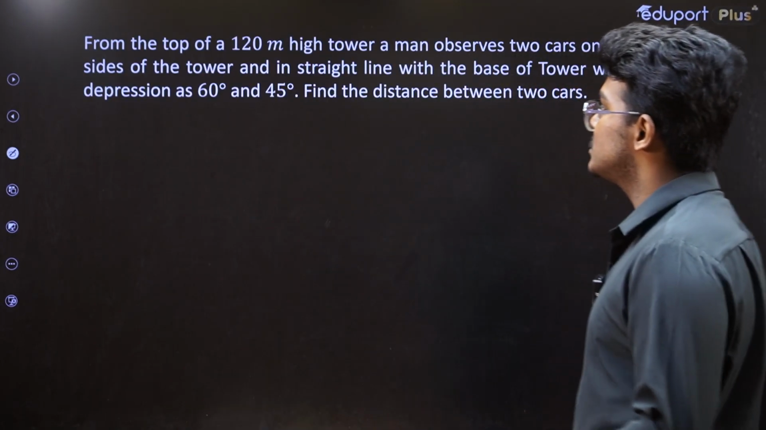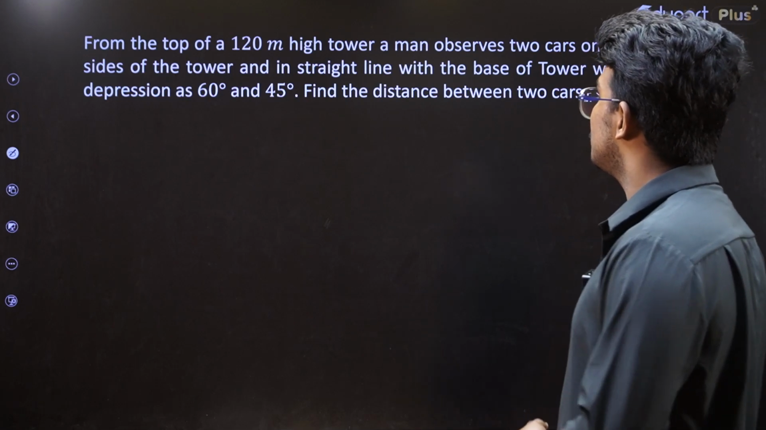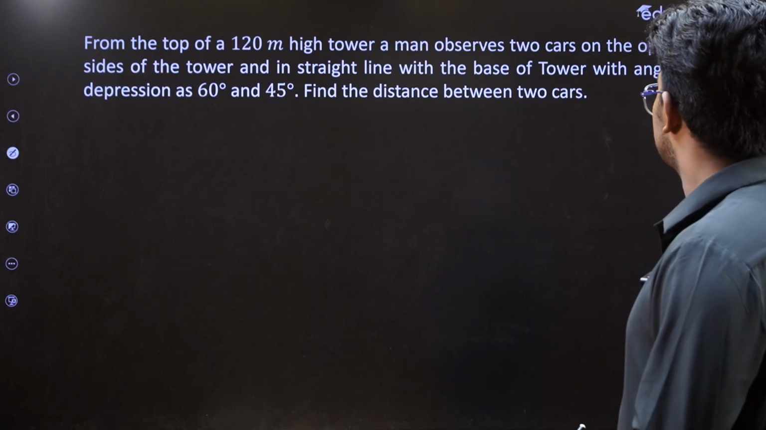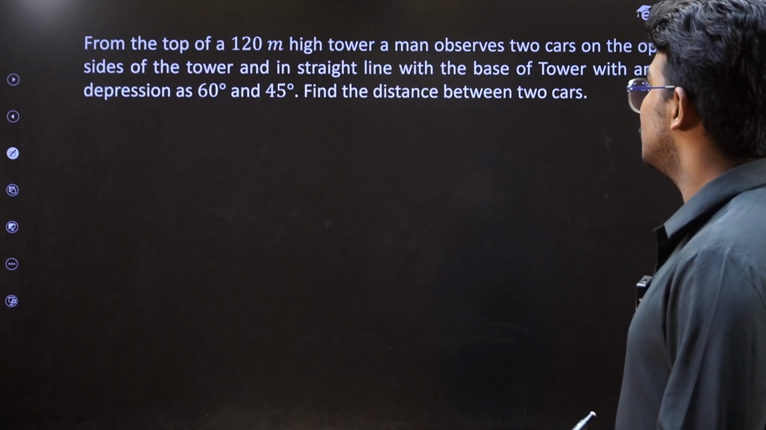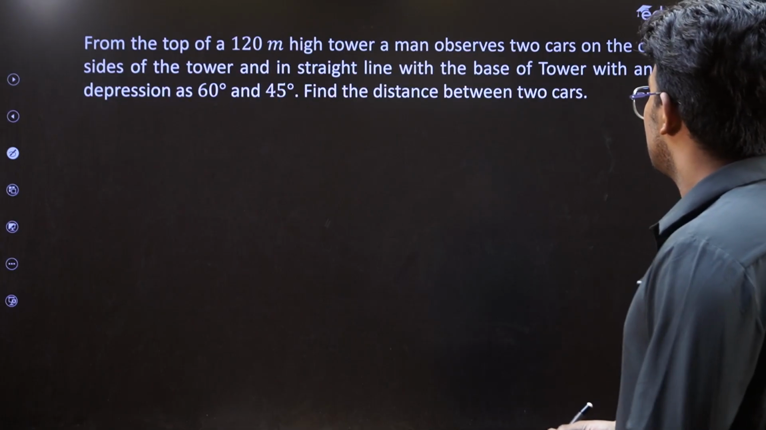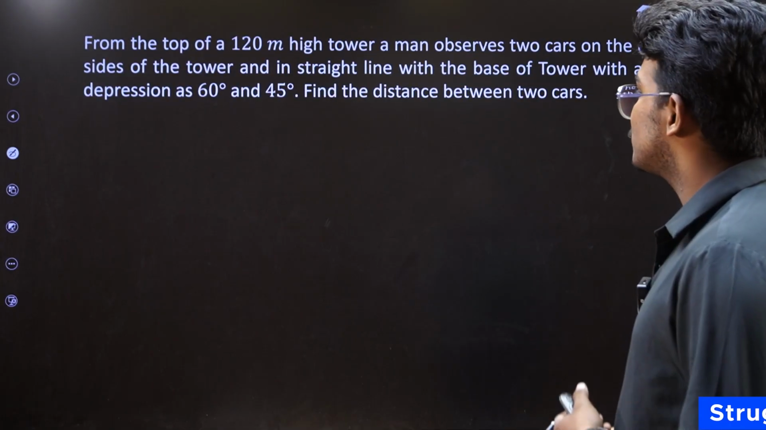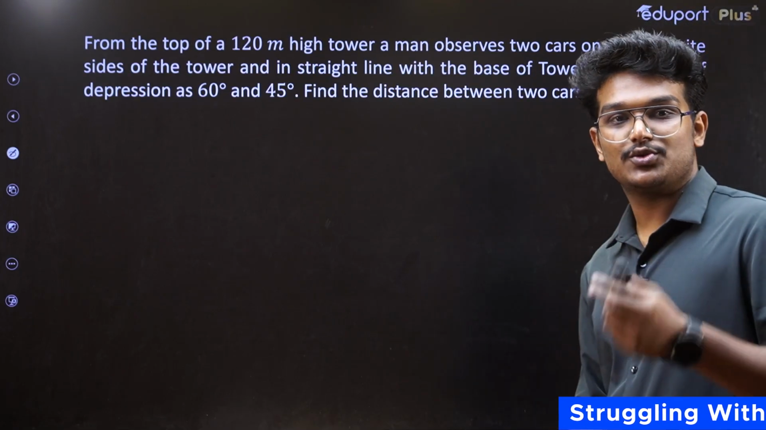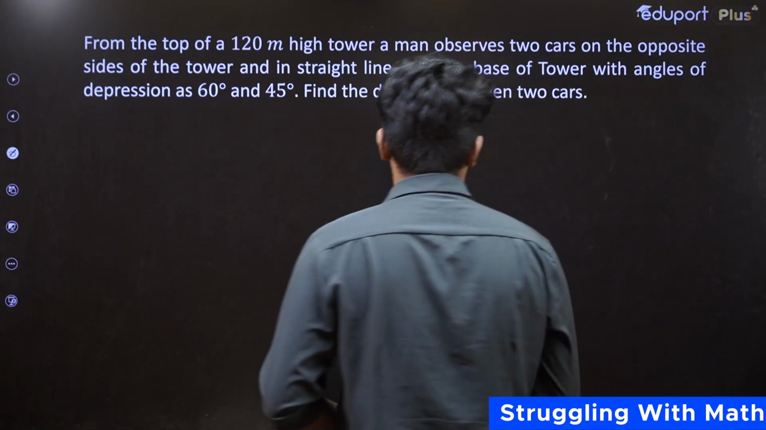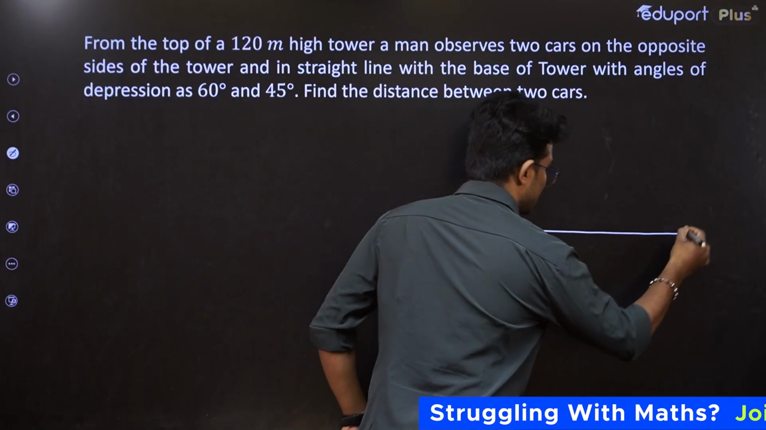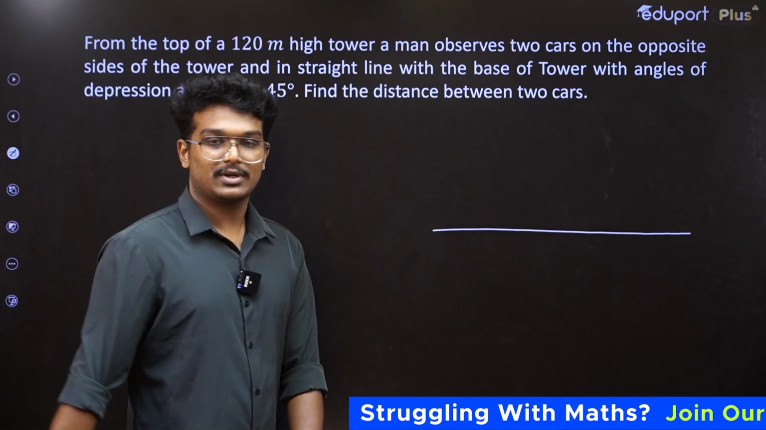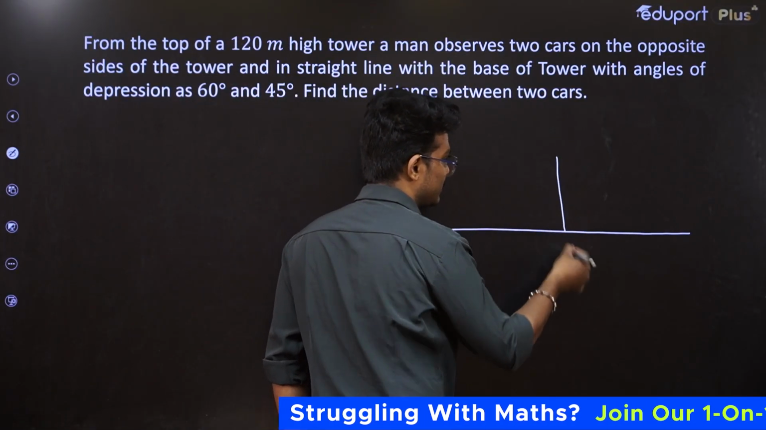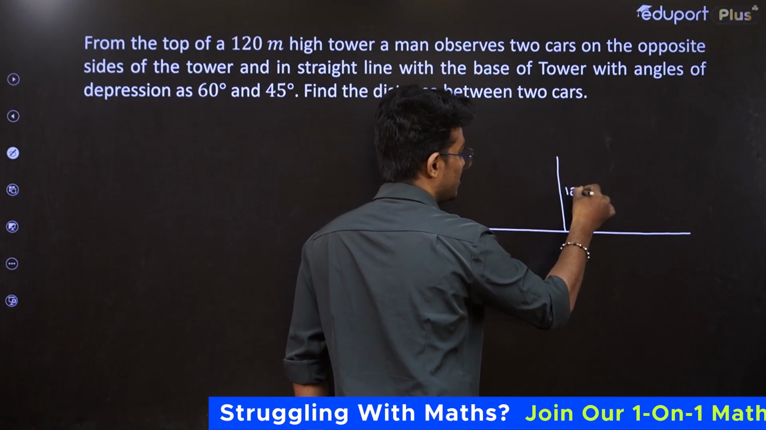So the next question is, from the top of a 120 meter high tower, a man observes two cars on the opposite side of the tower and in straight line with the base of the tower with angles of depression as 60 degree and 45 degree. Find the distance between two cars. Okay, let's draw a figure here. So this is the ground floor, then the tower is here. The height of the tower is 120 meter.